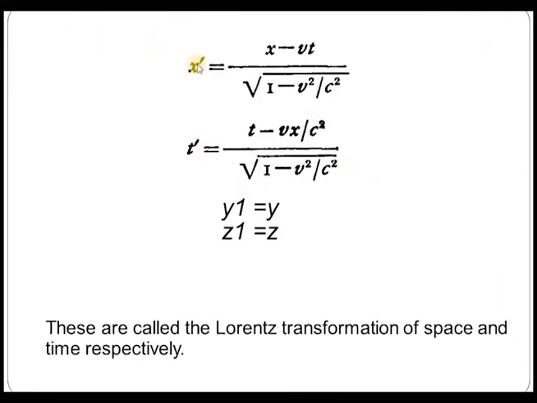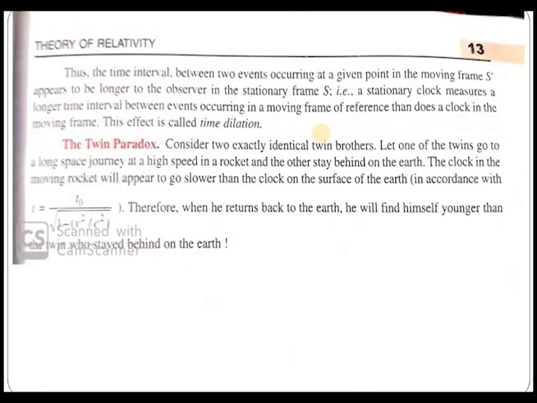Four equations are there. x prime is equal to (x minus vt) divided by root of 1 minus v square by c square, the common denominator term. t prime is equal to (t minus vx by c square) divided by root of 1 minus v square by c square. Length contraction is L equal to L0 into root of 1 minus v square by c square. Time dilation is T equal to T0 divided by root of 1 minus v square by c square. And L is less than L0 and T is greater than T0. So these are the equations that you'll have to keep in mind.